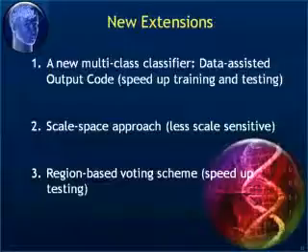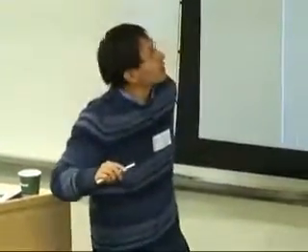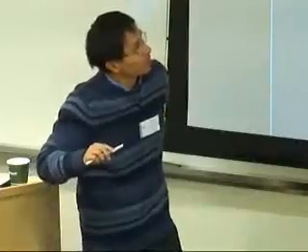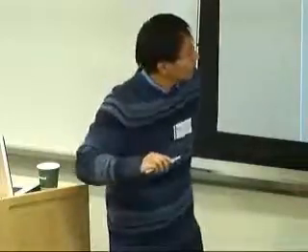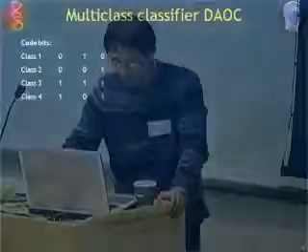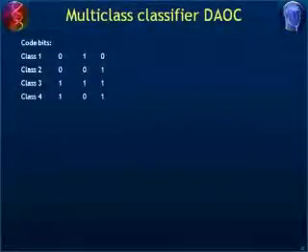So these are some new extensions we did recently. This is a new multi-class classifier, data-assisted output code. It speeds up the training and testing process drastically. Then we also have the scale-space approach, and also a region-based voting scheme. For that one, last year's CVPR report takes about 30 to 70 seconds for this multi-class labeling. The region-based approach speeds it up drastically. So yeah, this is a new multi-class classifier.